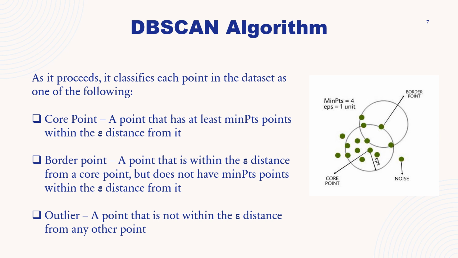A border point is a point that is within the epsilon distance from a core point, but does not have min points within the epsilon distance from it.